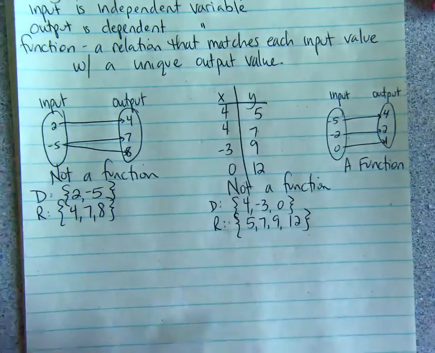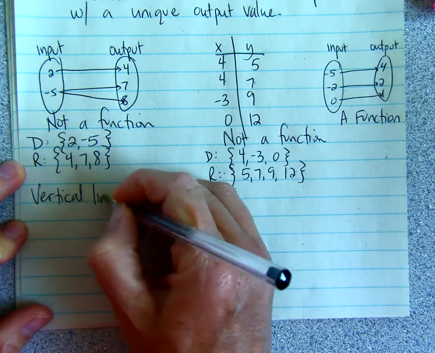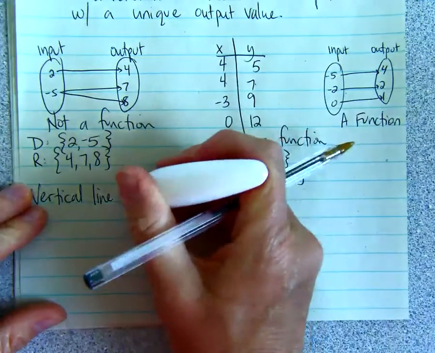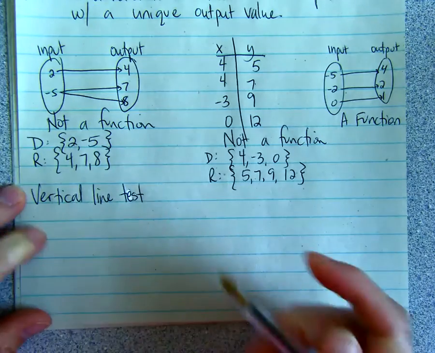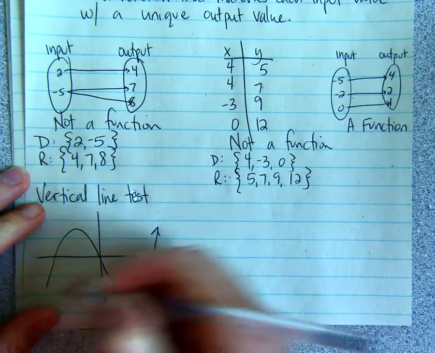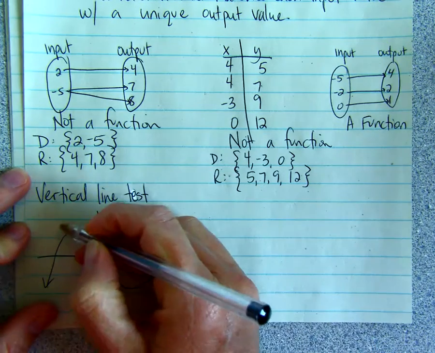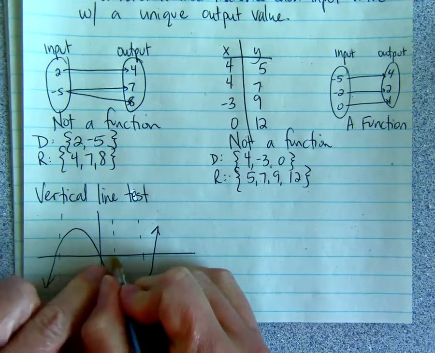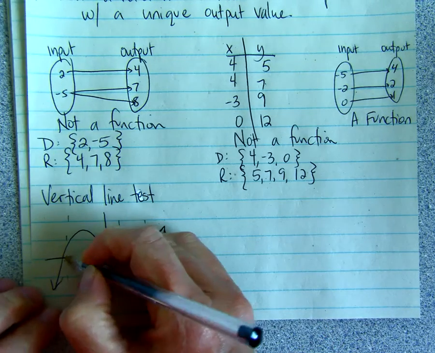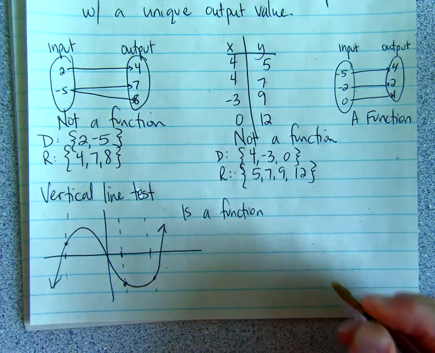If you're looking at just a picture of a graph, you can use what's called the vertical line test. You just imagine a vertical line going down anywhere on the graph. So if we had a little sine graph here, and we want to know, is this a function? If you imagine putting a vertical line down anywhere on this graph, there's only one y value for each x. So this is a function because it passes the vertical line test.